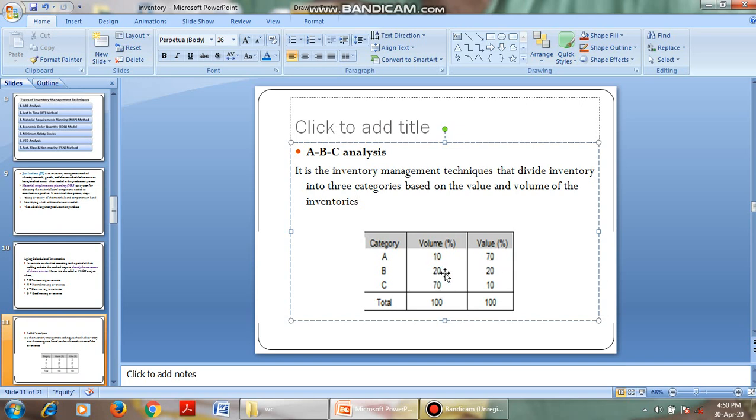And B is normal value. 20% is volume and 20% is value. That is, volume and value are the same. Next one is C. Category C inventory is where the volume is high and the value is less. Okay, that is called ABC analysis.